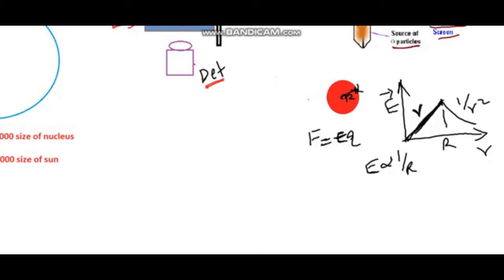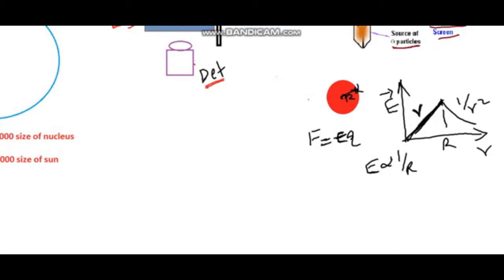Then he concluded that there can be a region where all the charges are concentrated, and this region is very, very small. And if you have a very small charge distribution, then that can produce a very huge electric field. When you have a huge electric field, that can produce a very large force on the alpha particle, and then only it can scatter.